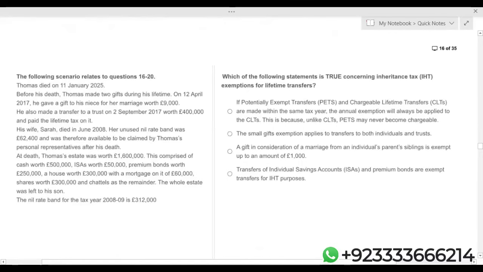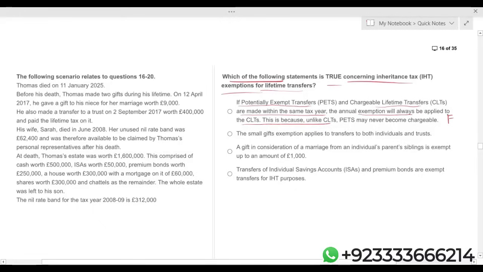Okay, students, just read it quickly. Which of the following statements is true concerning IHT exemptions for lifetime transfers? If a potentially exempt transfer and a chargeable lifetime transfer are made within the same tax year, an annual exemption will always be applied to the CLT. This is because unlike a CLT, a PET may never become chargeable.